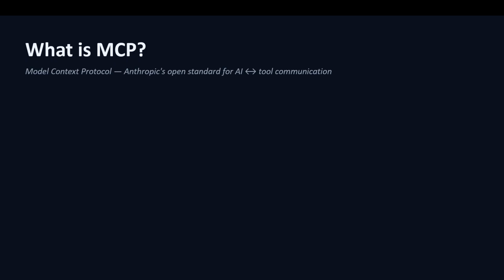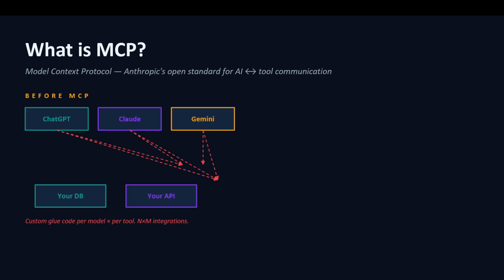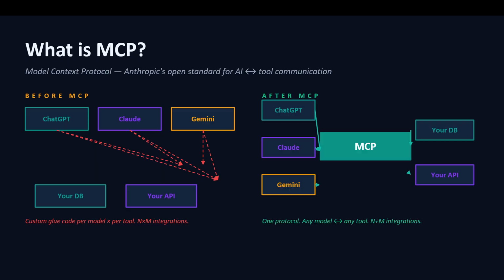What is MCP? MCP stands for Model Context Protocol. It's an open standard published by Anthropic that defines exactly how an AI model discovers and calls external tools. Before MCP, if you wanted ChatGPT, Claude, and Gemini all to call your order API, you wrote 3 separate integration layers. So basically, we had N models times M tools. After MCP, every model speaks the same protocol. You write the tool once, any MCP compatible AI can call it.